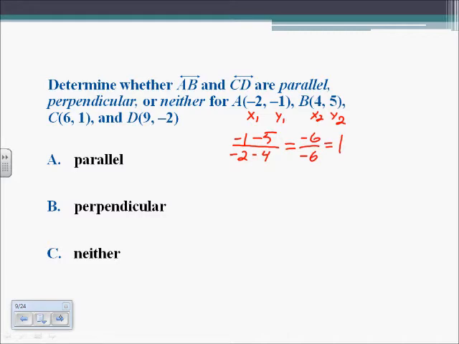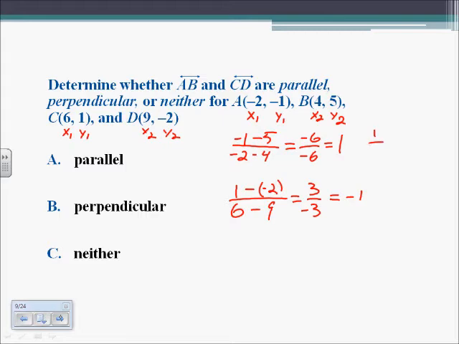Taking a look at C and D, let's do x sub 1, y sub 1, x sub 2, y sub 2. We'll take 1 minus -2, and underneath that we'll have 6 minus 9. Solving, we'll have 3 over -3 equal to -1. Again, taking a look at our two slopes then, we have 1 and -1.